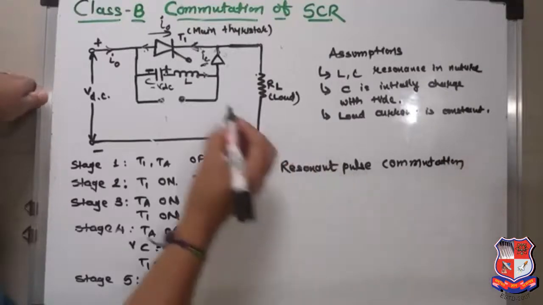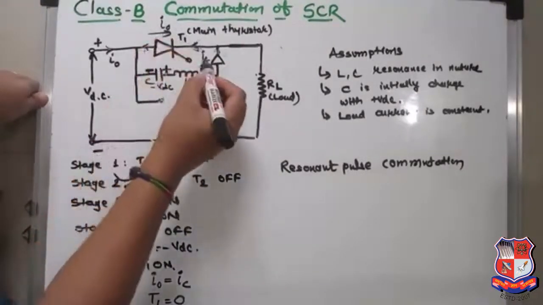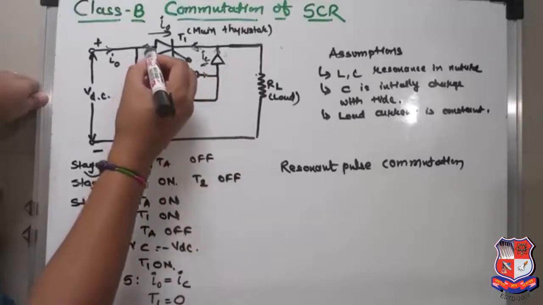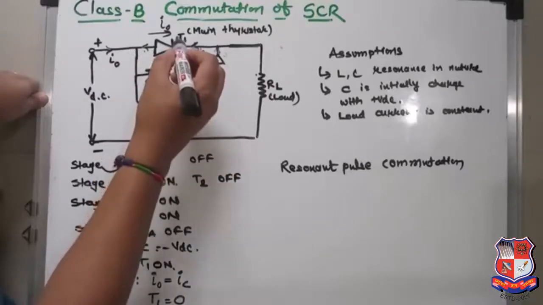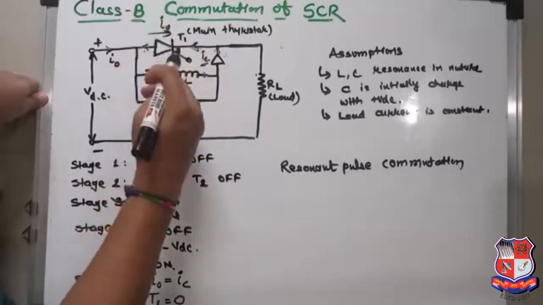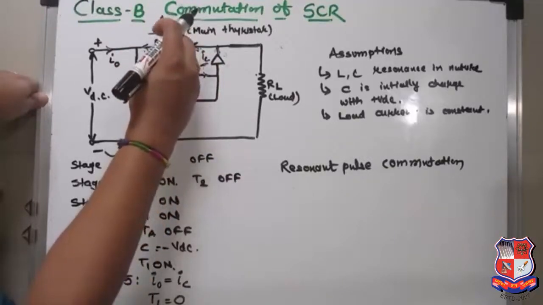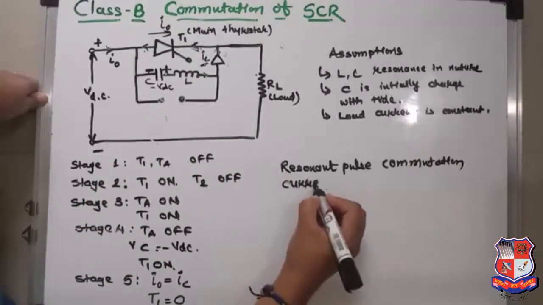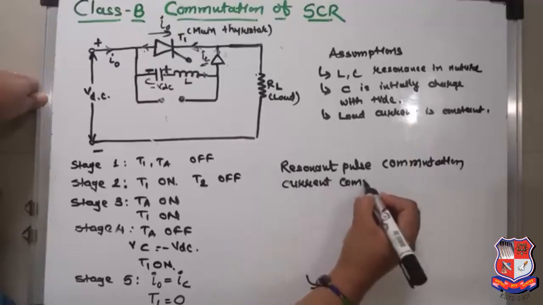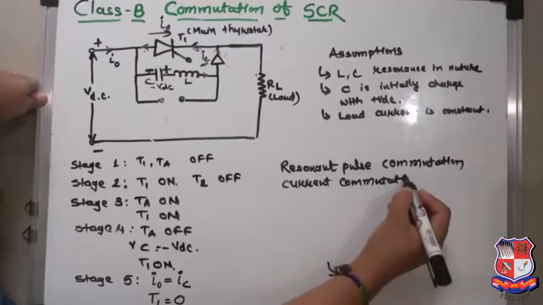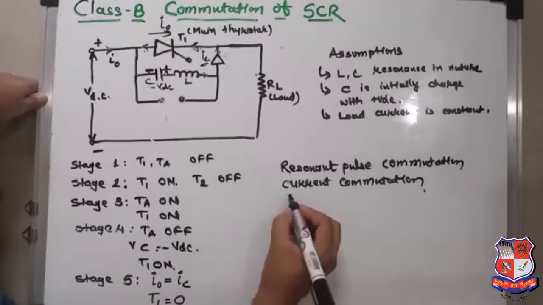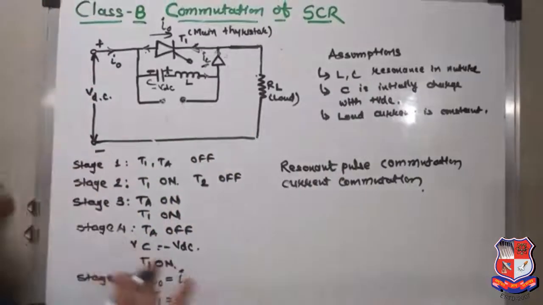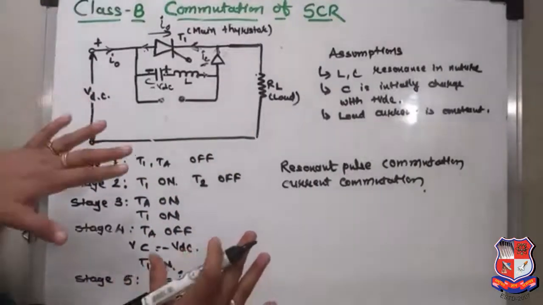or you can say, when I0 becomes IC, the current passing through T1 is 0, meaning the anode current is 0, below the holding current. That's why T1 is reverse biased and turns off. So it is also known as current commutation, or you can say it is referred to as force commutation. So these are the workings of class B commutation.